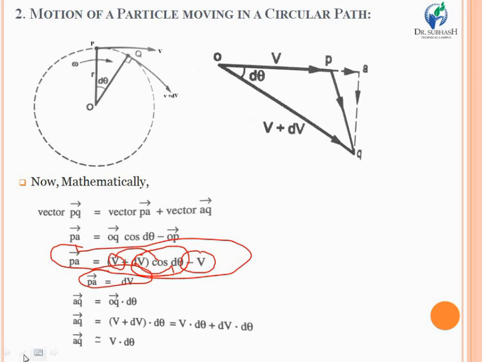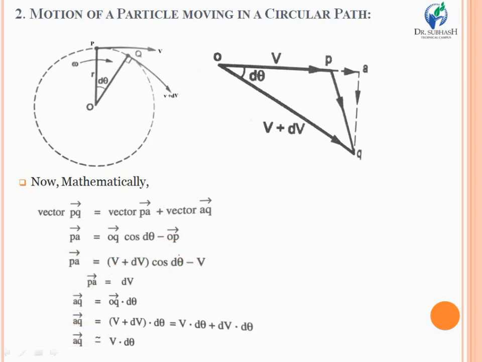So ultimately cos d theta is very small, so you can ignore the terms cos d theta along with dV. So ultimately you will have the PA vector equal to dV. Again consider the vector triangle OQA. In this vector diagram you can have a relation like AQ vector is equal to OQ into d theta.